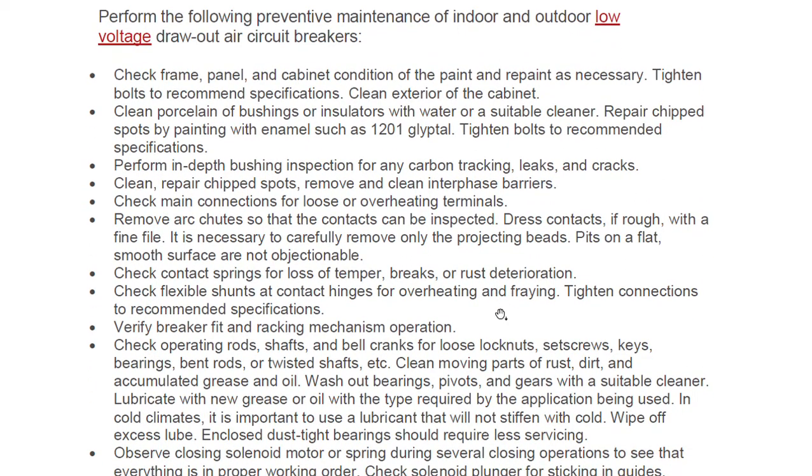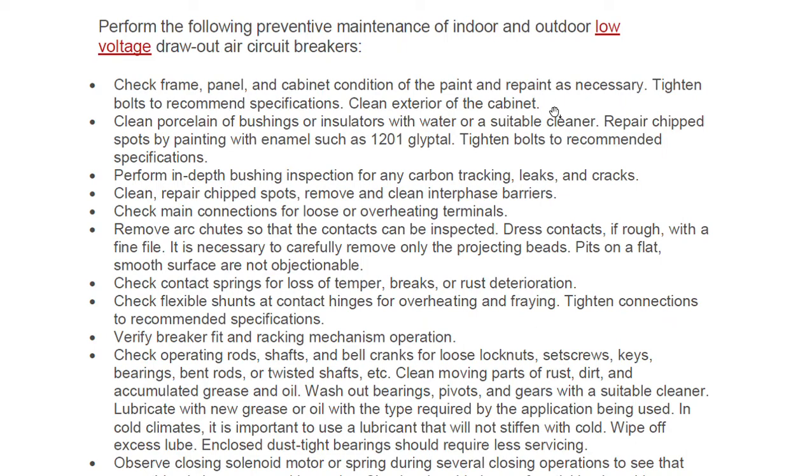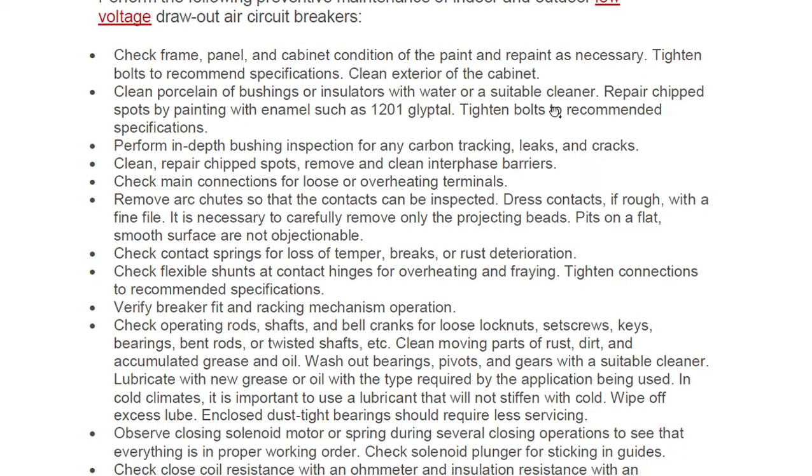so following things that we check out: check frame panel cabinet condition of the paint and repaint as necessary. Tighten bolts to recommended specification. Clean exterior of the cabinet. Clean porcelain of bushing insulator with water or suitable cleaner. Chipped spot, all these things we are supposed to do. Whatever we visually find anything, we are supposed to do it. Bushing inspection of any carbon tracking, leaks and cracks. Clean, repair chipped spots, remove and clean interface barriers.